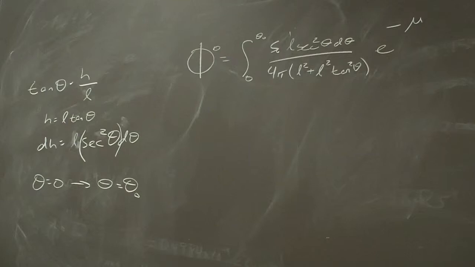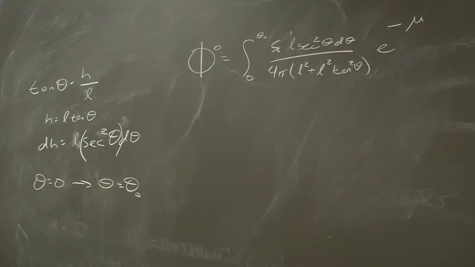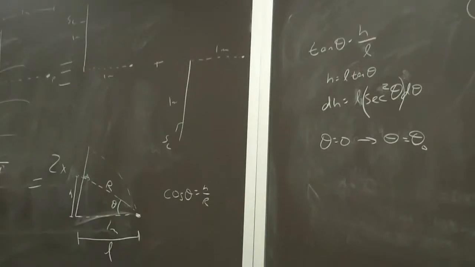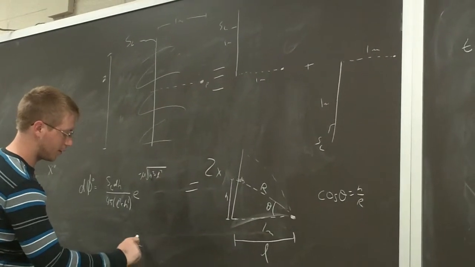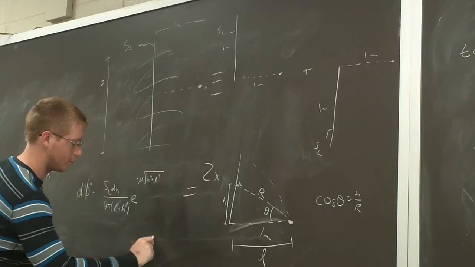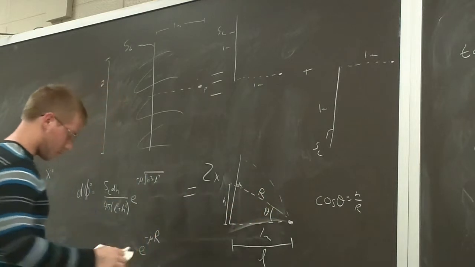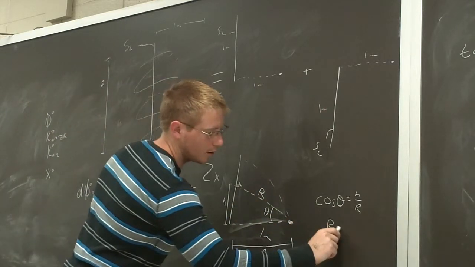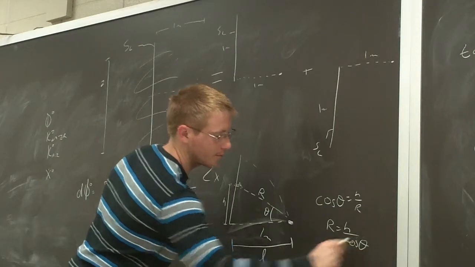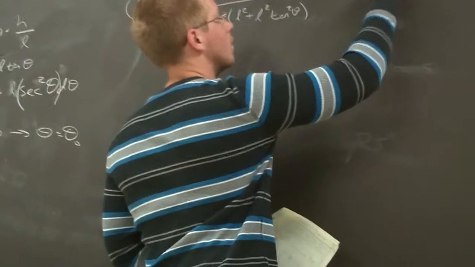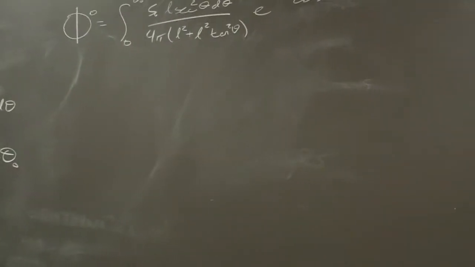We have to get r in terms of h. So we're going to use cosine. We're going to say that cosine theta is equal to h over r. So originally we had, don't even need to do that. This is the same as e to the negative mu r, right? So just plug this r into here, saying that r is equal to h over cosine theta. And plug that into here. Okay. Integrating that out.